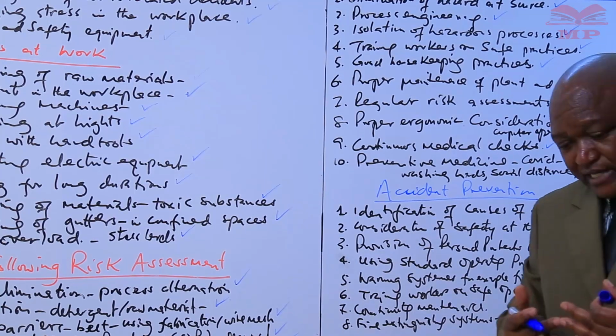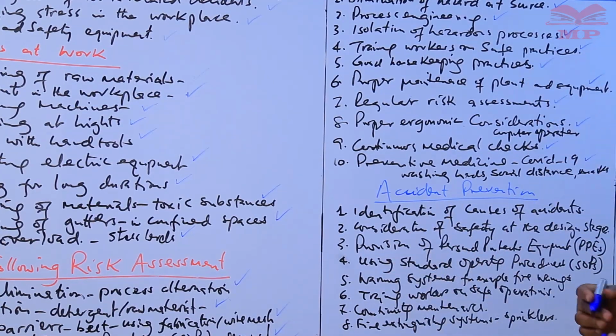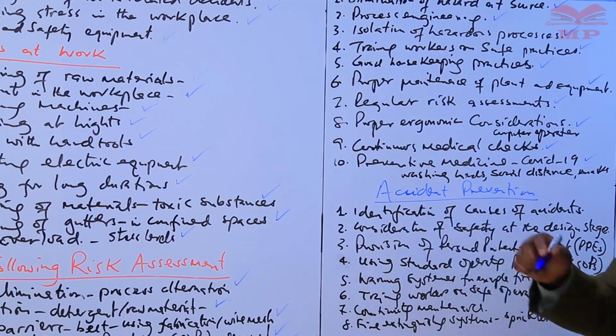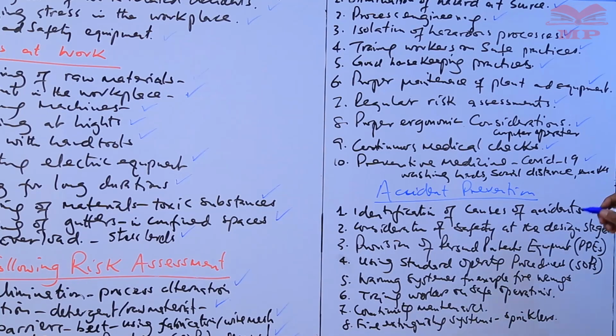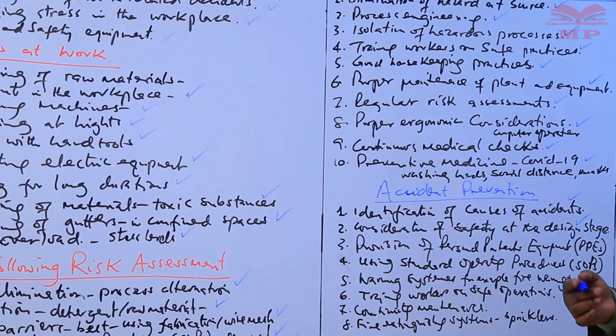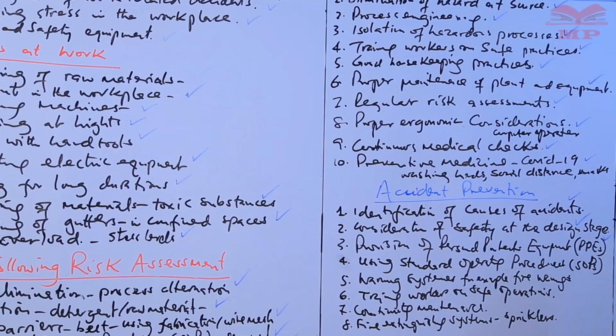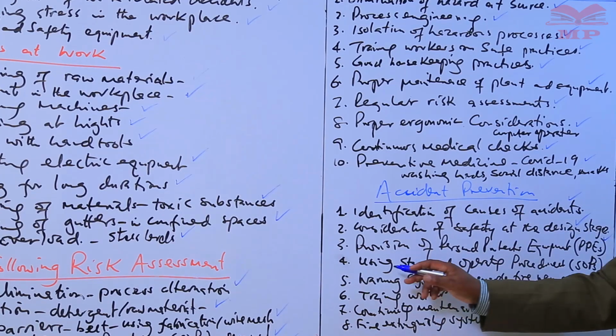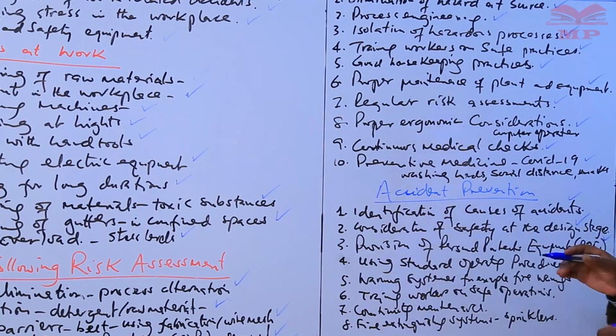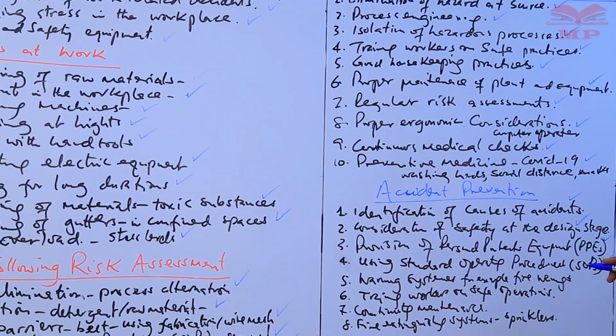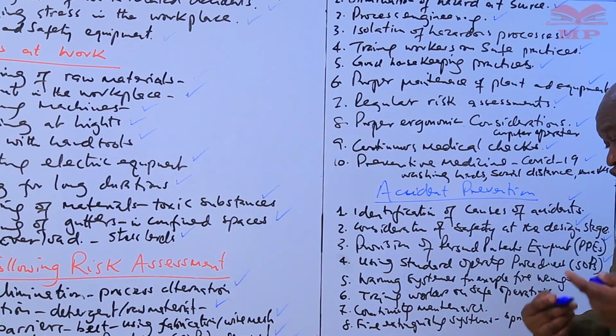So what are some of the intervention measures that may be put in place to help prevent accidents? So one, identification of causes of accidents and then mitigating on that. Two, consideration of safety at the design stage. When a design is being done, safety must be central. Then three, provision of personal protective equipment, PPEs. Four, using standard operating procedures, SOPs. And then number five, using warning systems.